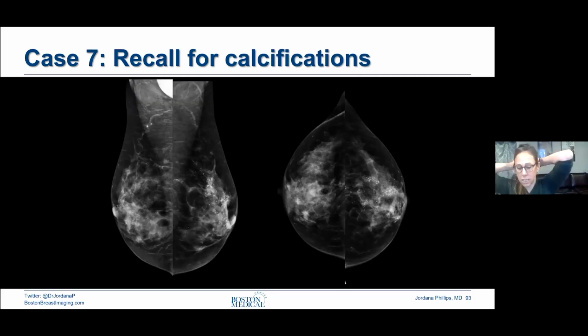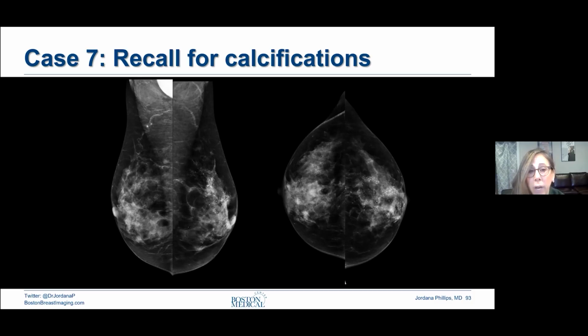So the next example is recall for calcifications. And I already mentioned that you're going to act on calcifications that are suspicious regardless of whether there's enhancement or not. So the presence or absence of enhancement is only helpful if it's larger than the area of calcifications and it would impact your management.